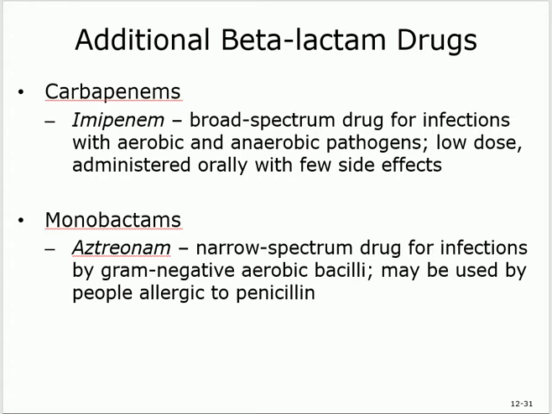Next group is carbapenems and monobactam. Imipenem is a broad spectrum that works against aerobic and anaerobic. Aztreonam is a narrow spectrum that works against gram-negative specifically. Okay. Penicillin and cephalosporin are more important, but if you wanted to remember, imipenem and aztreonam: imipenem works against aerobic and anaerobic.